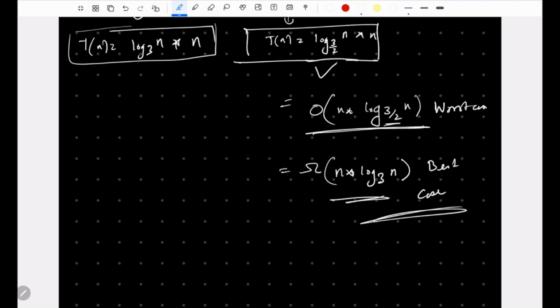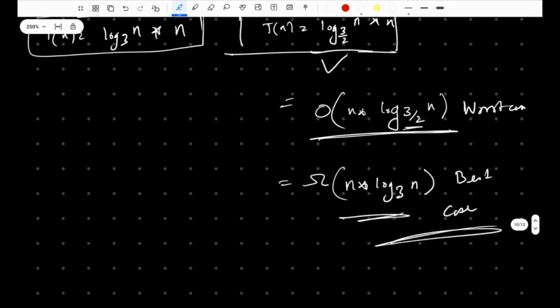So this is the substitution method for finding the time complexity of a recurrence relation using the recursion tree method.